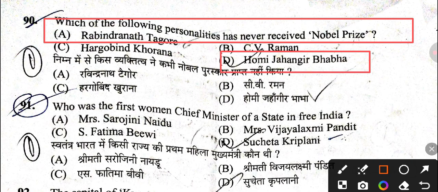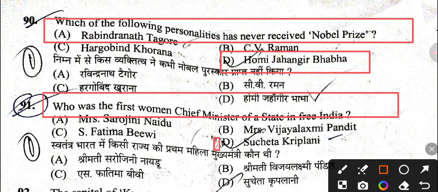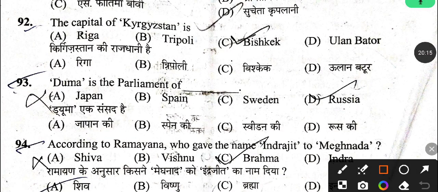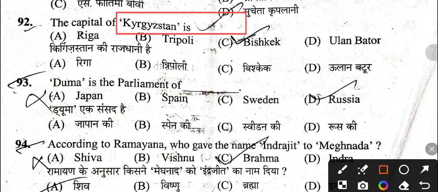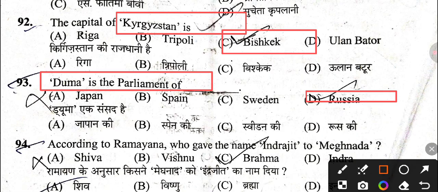Who was the first woman chief minister of a state in free India? So it is Suchita Kripalani. First governor Sarojini Naidu, first prime minister Indira Gandhi, and first chief minister Suchita Kripalani. The capital of Kyrgyzstan is, so it is Bishkek. Duma is the parliament of Russia. Germany's parliament is the Bundestag.